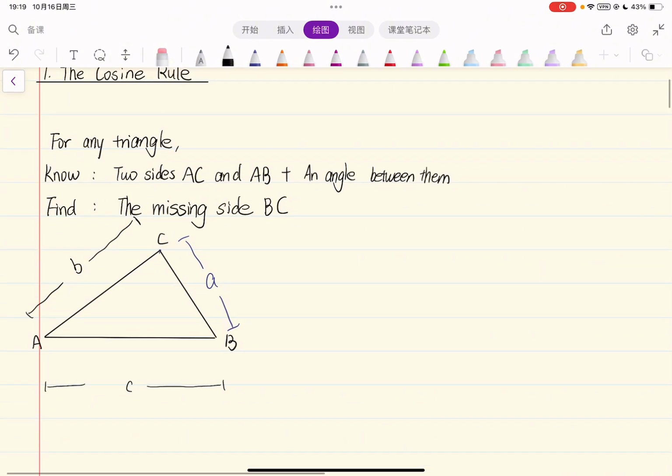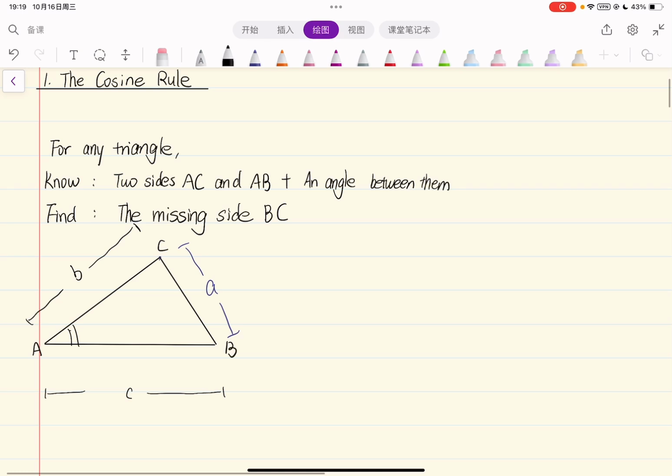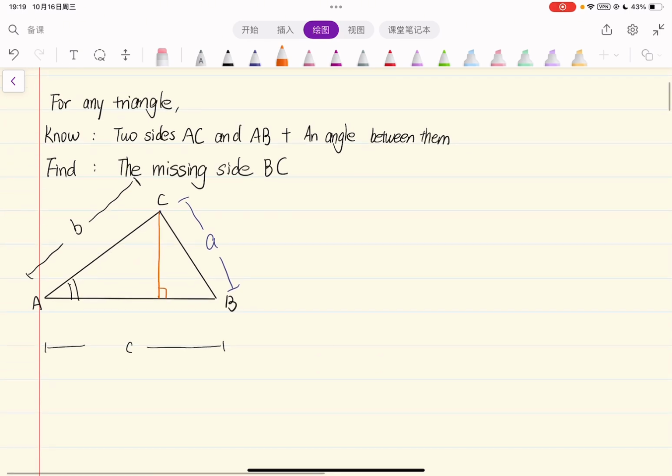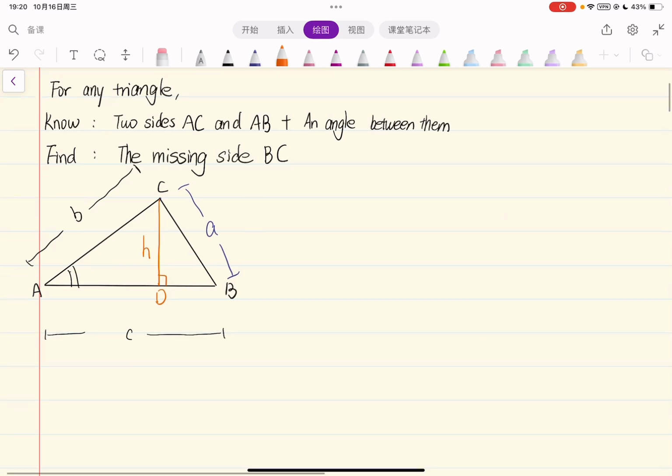You also know the angle between b and c, so we know this angle. How can we find the missing side a? You can draw a perpendicular line starting from point C to the line AB. We say that it meets AB at point D, and the length CD equals h, and let the length AD be x. So the length DB equals c minus x.